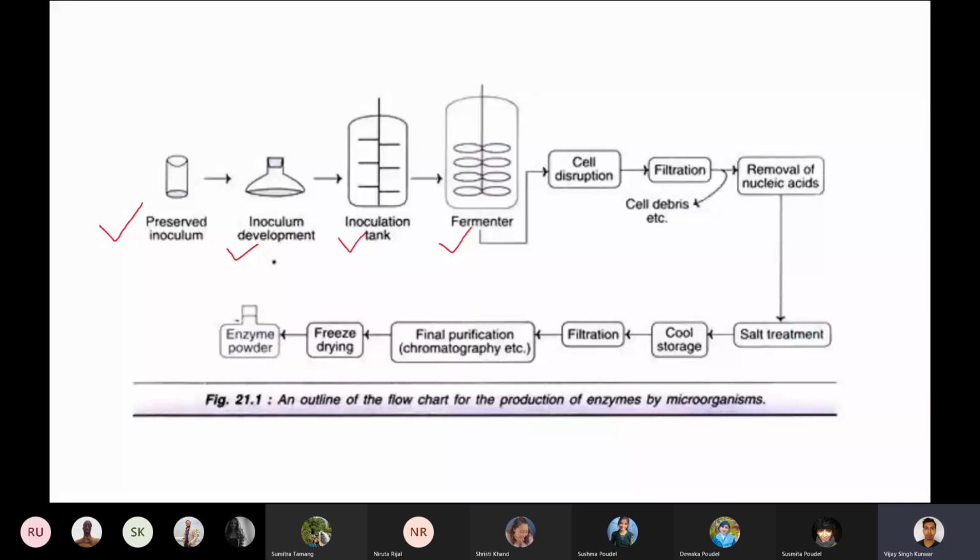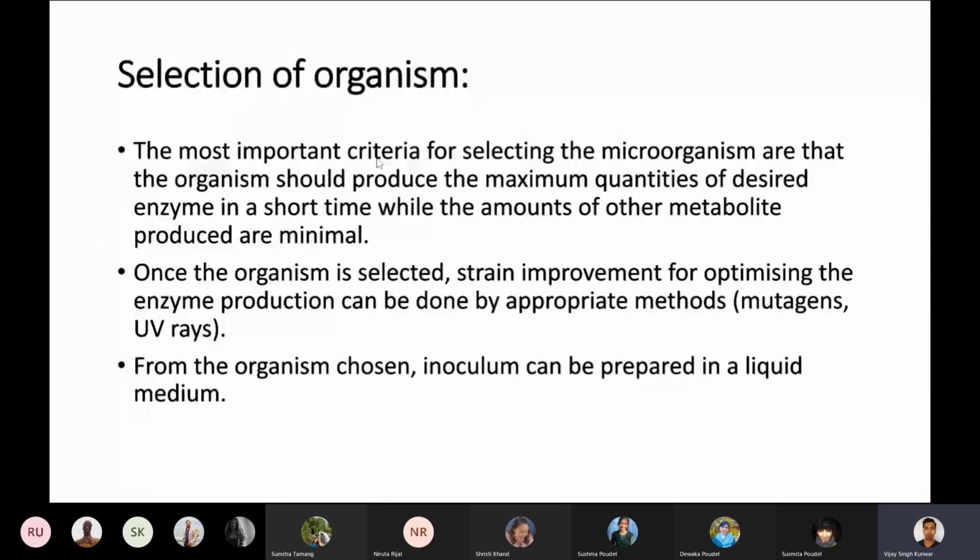So we'll try to break down this process, right? The selection of microorganism: the most important criterion is that the organism must produce the maximum quantities of the desired enzyme in a short time, while the amount of other metabolites produced is minimal. So this is the major criterion, right? Once the organism is selected, strain improvement for optimizing the enzyme production can be done by appropriate methods, mutagens and UV rays, right? I've already discussed these methods.